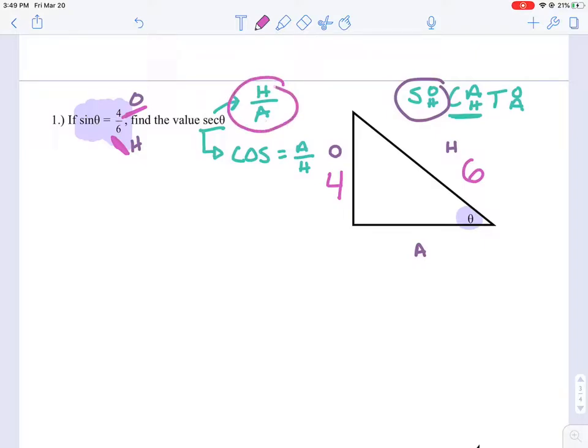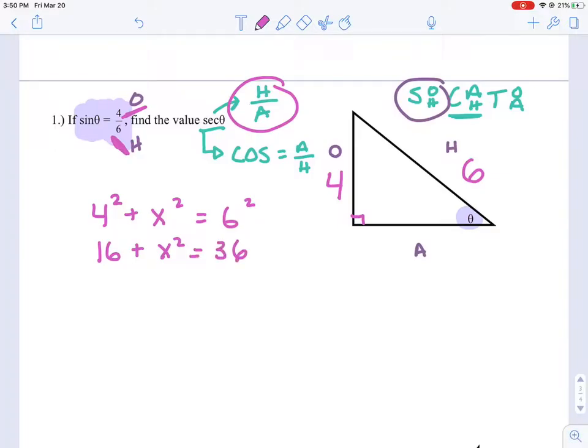And I need my hypotenuse over adjacent, so I need to figure out what that adjacent side is. Again, when I have a right triangle, I could use the Pythagorean theorem. So 4 squared plus x squared equals 6 squared. Let's take a second. I want you guys to try to solve this and get what that adjacent side is. So I have 16 plus x squared equals 36.